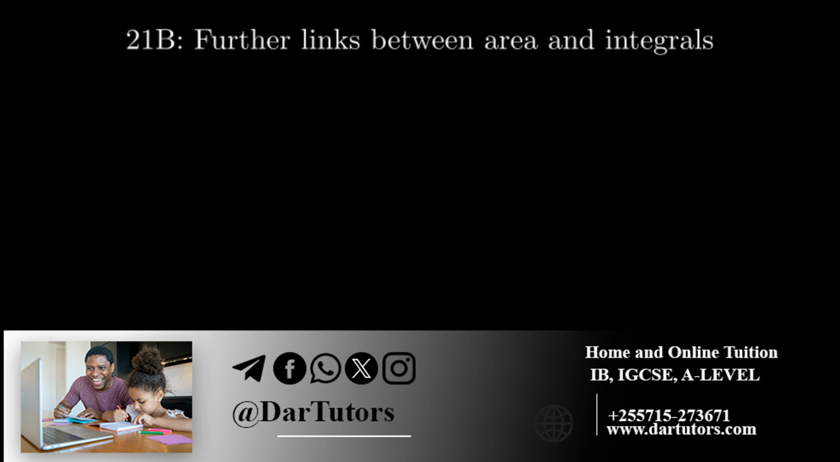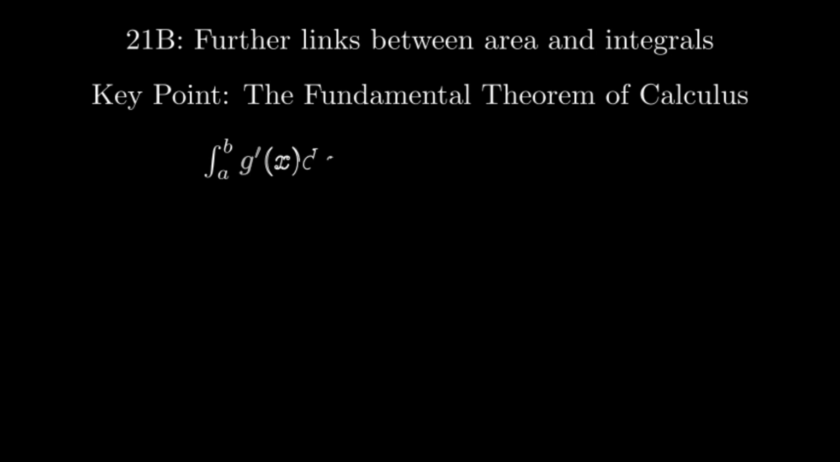The key to all of this is a monumental result in mathematics. It's the bridge that connects differential calculus and integral calculus. This is often called the fundamental theorem of calculus, part 2. It states that the definite integral of a function's derivative, g' of x, from a lower limit a to an upper limit b, can be found by first finding the original function g of x, and then evaluating it at the upper limit b and subtracting its value at the lower limit a.